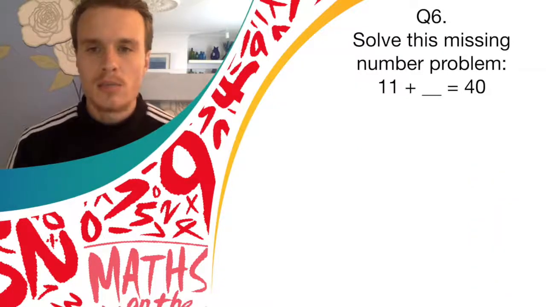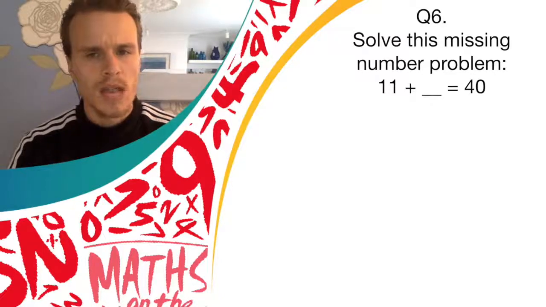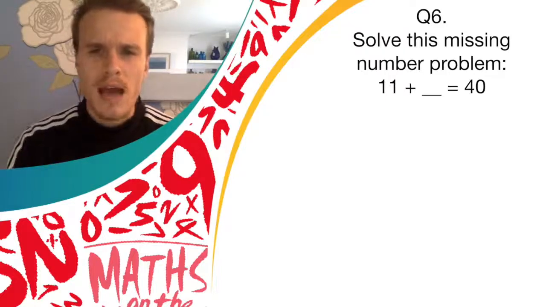Solve this missing number problem. So listen carefully to the numbers. 11 plus something equals 40. 11 plus something equals 40. So what do we need to add to 11 to get 40? Have a think for a few seconds.